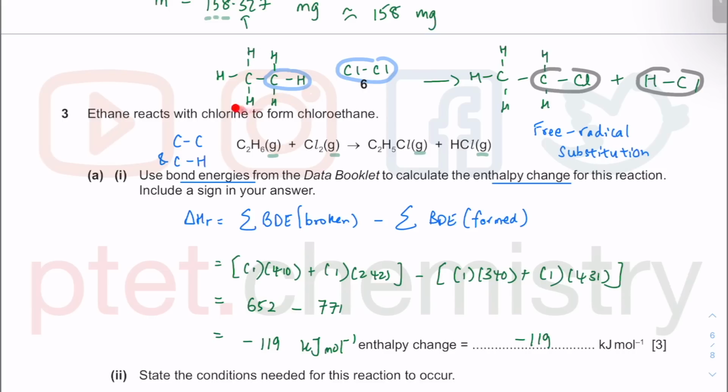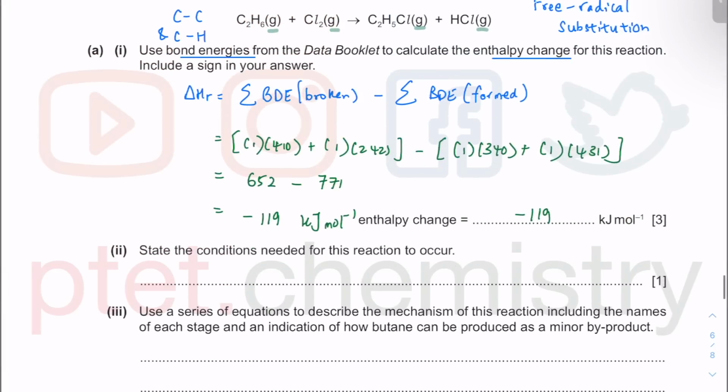So combustion of alkane, for instance, you get carbon dioxide. That means you must break every single bond in here. Those are one of the few cases where you do really need to break everything. Okay? Now state the conditions for this reaction to occur.